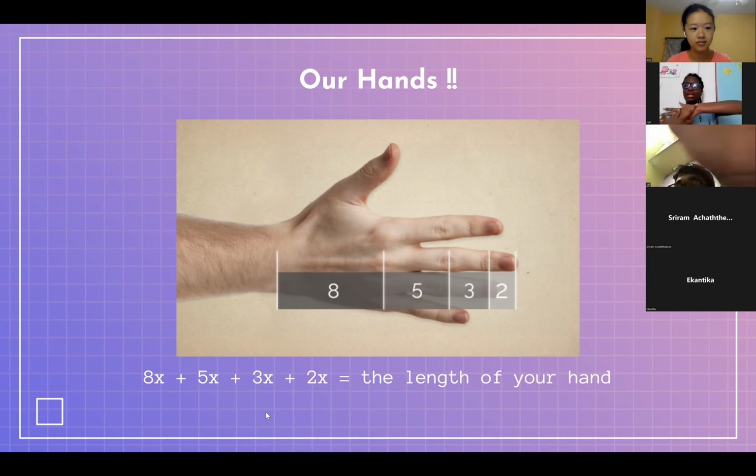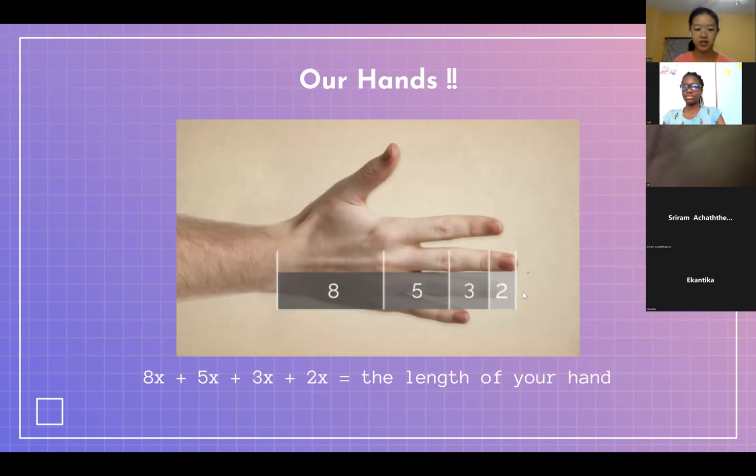But obviously, everyone's hand is not the same. So if you want to find the exact length of each, you would use the equation right there: 8x plus 5x plus 3x plus 2x equals the length of your hand. People's hands are slightly different, so it might not be exact, but it's pretty close to the ratio here.